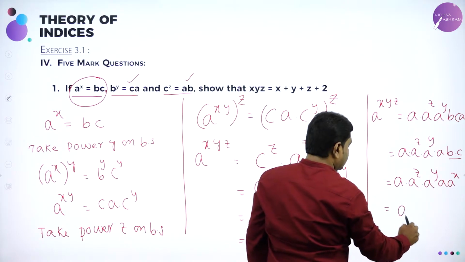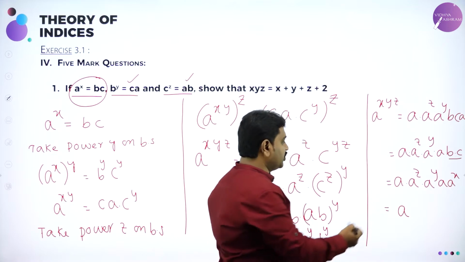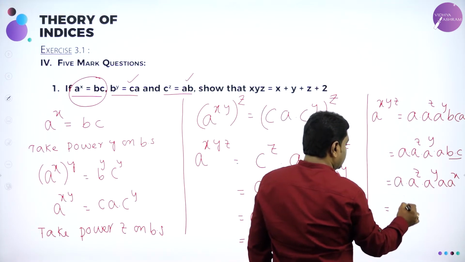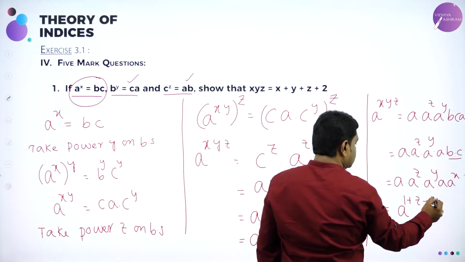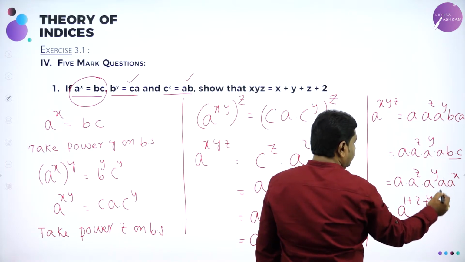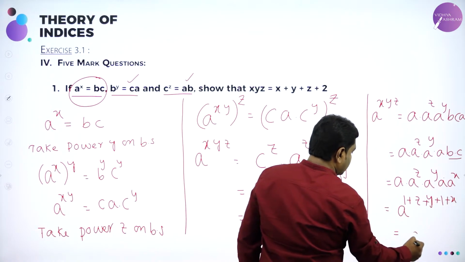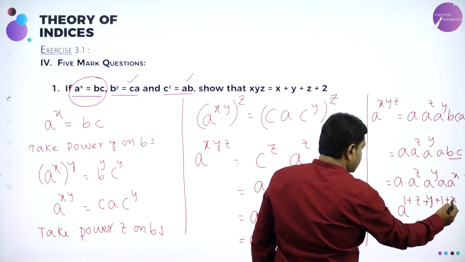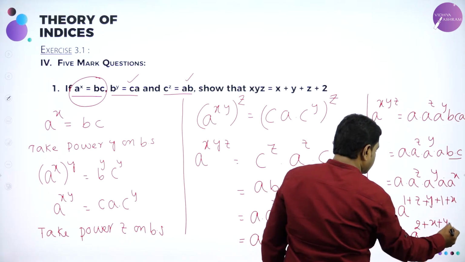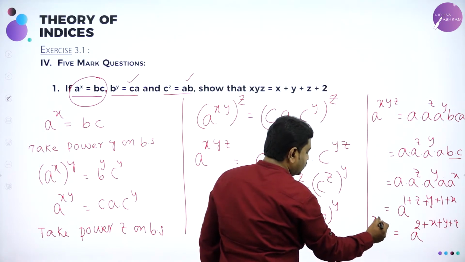Now by law of indices, all of you know a power m into a power n is a power m plus n. So now bases are same, add the powers. Here I have 1 plus z plus 1 plus y, and a means a power 1, plus x. So now 1 plus 1 is 2. So I can write a power 2 plus y, z, x. You should add; I'll add in order x plus y plus z. So LHS what we have is a power x into y into z.